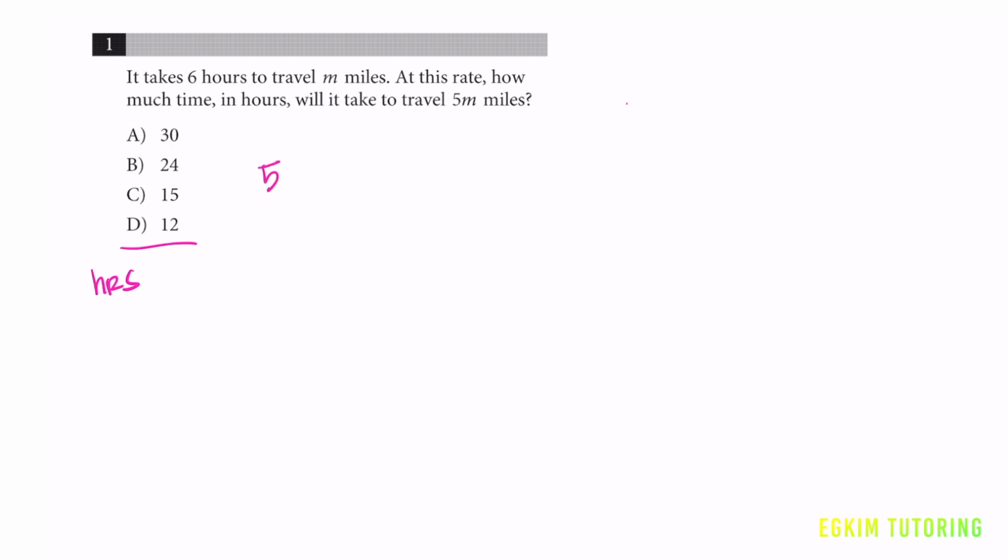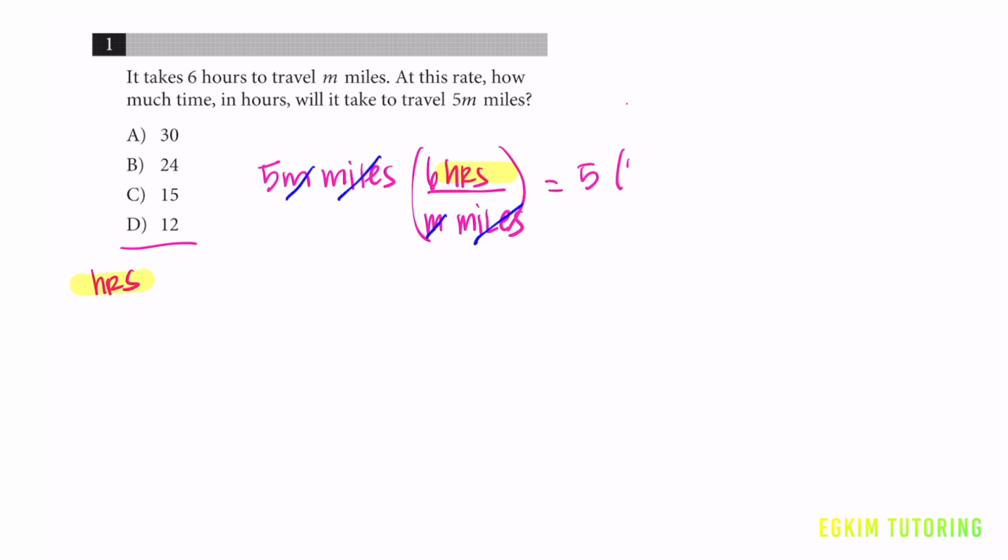So the second method is dimensional analysis. You take your 5m miles, and then you multiply by the rate that they gave you, which is 6 hours per m miles. So let's put 6 hours on top and m miles on the bottom. Just to know, you always put the units that you're looking for on the top. So then miles cancel out and m also cancels out, and you just end up with 5 times 6 hours, which is again 30 hours.